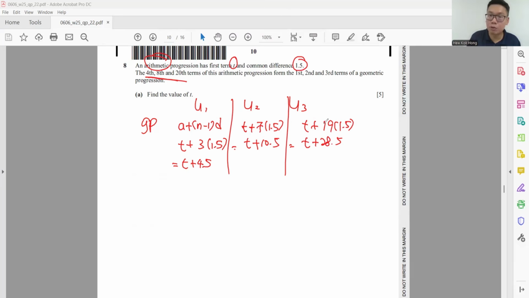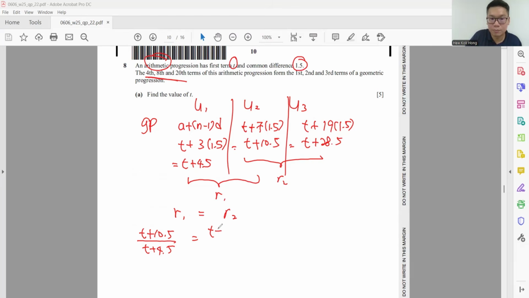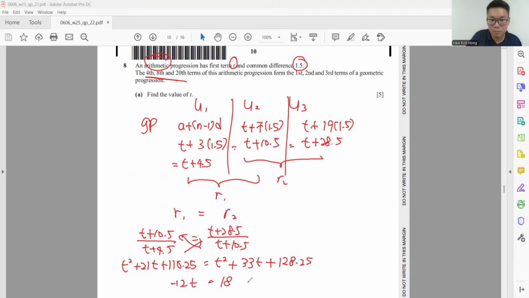So after we know the first 3 terms for the GP, only one unknown, so that's why we need to form one equation only. So from here, U2 divided by U1, we can find the first ratio, and then U3 divided by U2 is our second ratio. So we can say R1 equals R2. T equals minus 3 over 2.